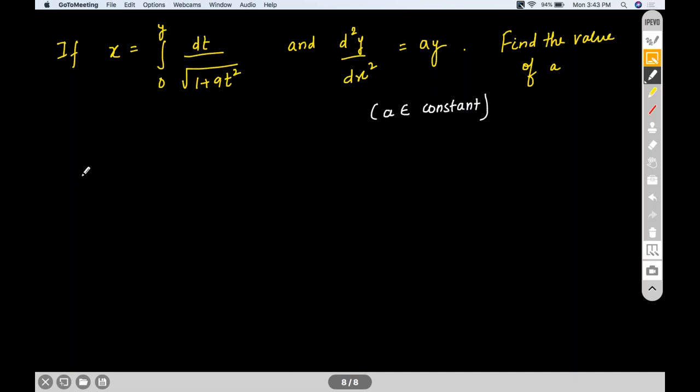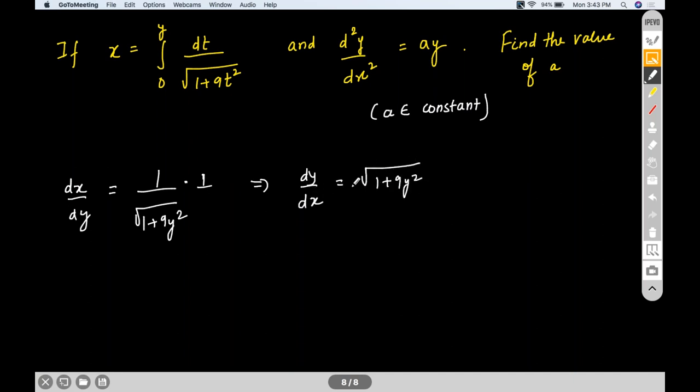Again, we have to apply Leibniz rule here. Let's differentiate with respect to y this time, so let's find dx by dy. dx by dy is going to be 1 by under root of 1 plus 9y square, into the derivative of y with respect to y, which is 1. I would not even bother to write the next term because that contains the derivative of a zero, which is going to be zero. So this implies dy by dx is nothing but under root of 1 plus 9y square.